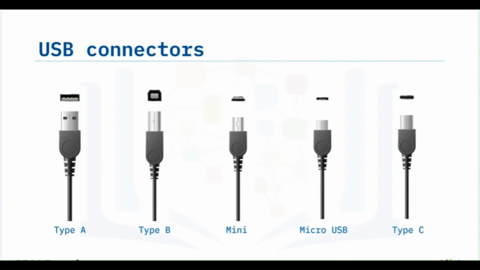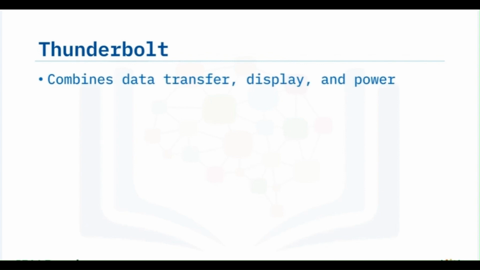Thunderbolt is a commonly used hardware interface developed by Intel and Apple. It was originally marketed under the name Lightpeak, but was later renamed to Thunderbolt. The Thunderbolt interface is very versatile, combining data transfer, display, and power into one cable. It allows up to 6 peripheral devices to be connected through a daisy chain.